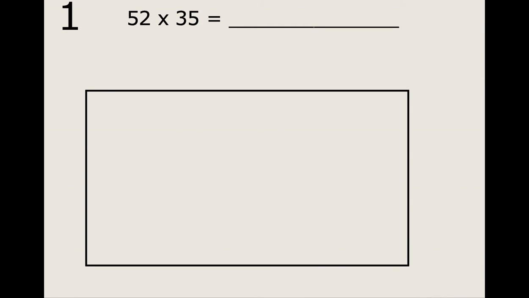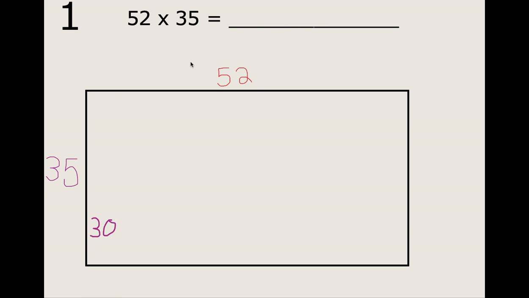So this is our first problem, 52 by 35, and this is our array that we will be using. Up at the top is where we're going to put 52, and over here on this side is where we're going to put 35. Now, when completing these arrays, you want to make two numbers out of the bigger, original numbers you have.